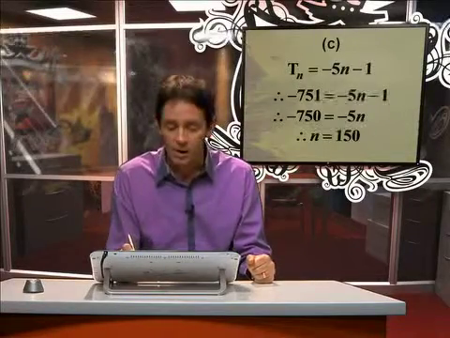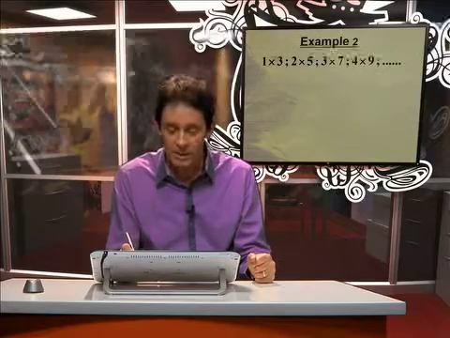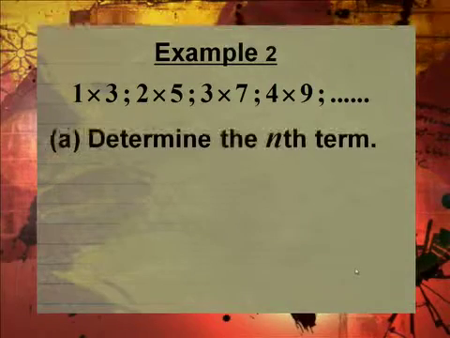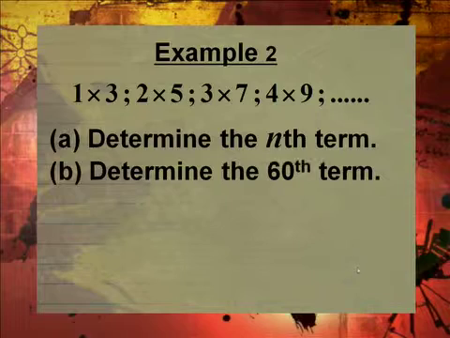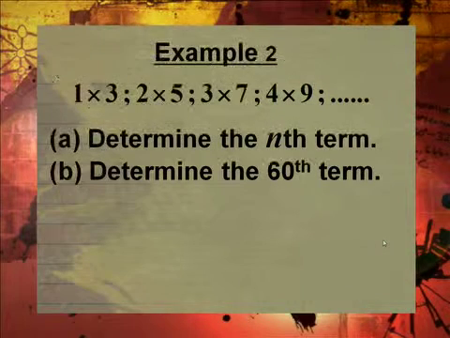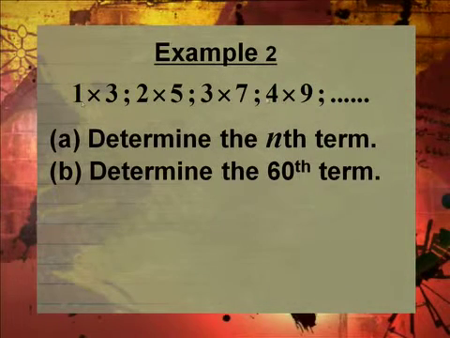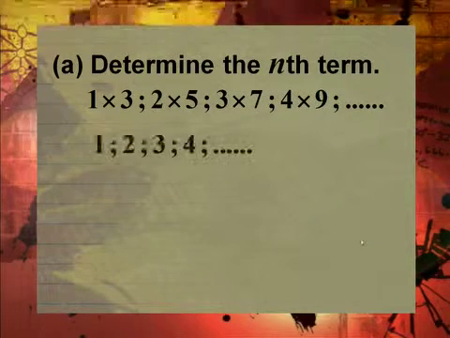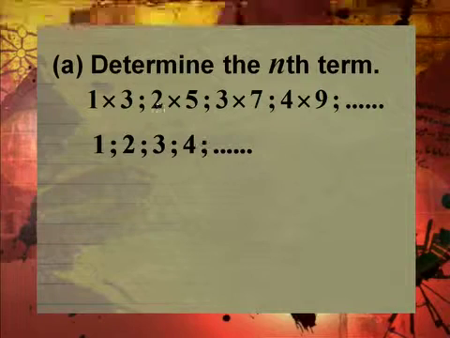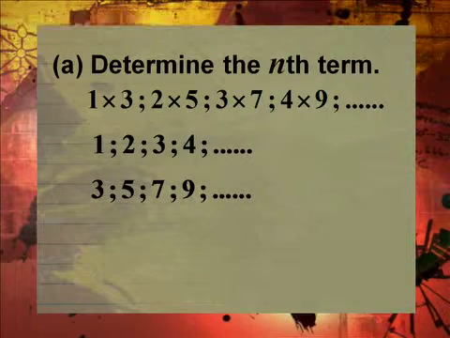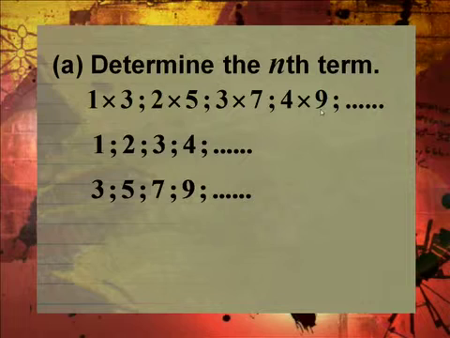Okay. All right. Let's continue. Have a look at this one. You've got to determine the nth term and the 60th term, but this is a bit weird. And in fact, how it works is first you've got a 1, 2, 3, 4, and then you've got a 3, 5, 7, and 9. Have a look. This is quite a cool one. If you look at this, you can take the 1, 2, 3, and 4 out, and you can take the 3, 5, 7, and 9 out.